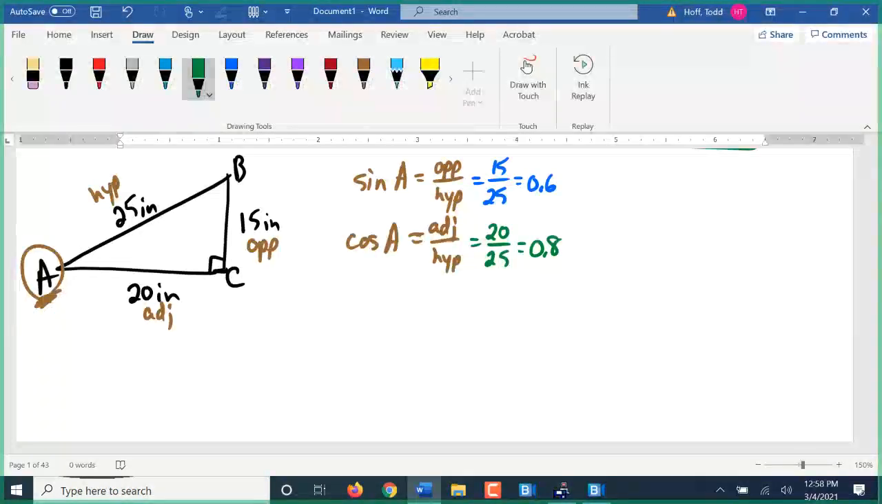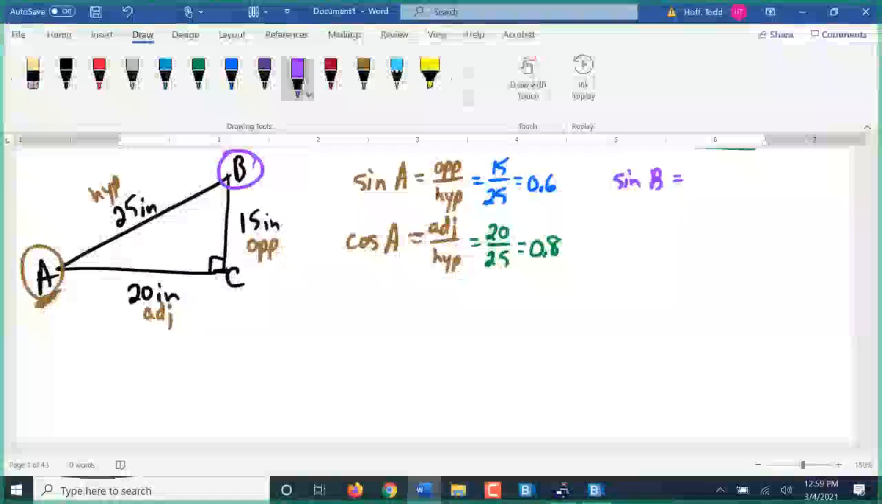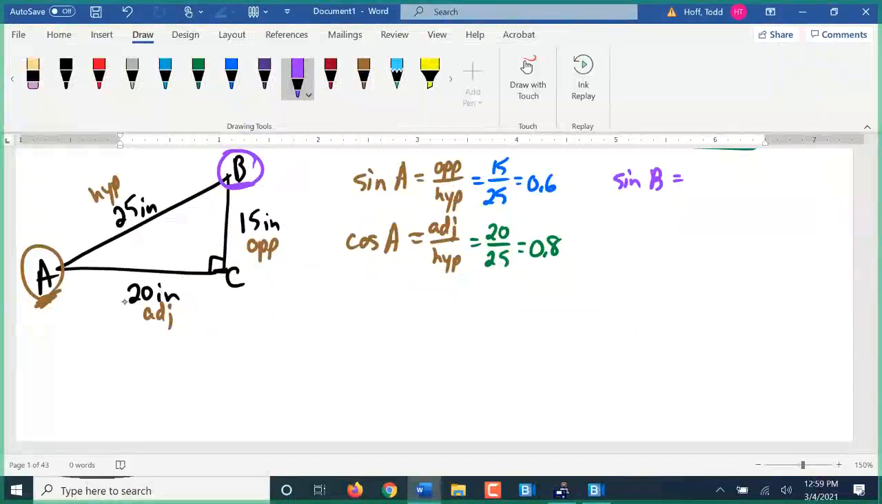Well, that's wonderful until we look at the sine of angle B. So angle B is this one. Sine is still opposite over hypotenuse, but if we're looking at a different angle, the hypotenuse always stays the same because it's across from the right angle, but the opposite and adjacent legs switch depending on which angle we're looking at. If we're looking at angle B, this is now the opposite side. So that would be 20 over 25, giving us 0.8.